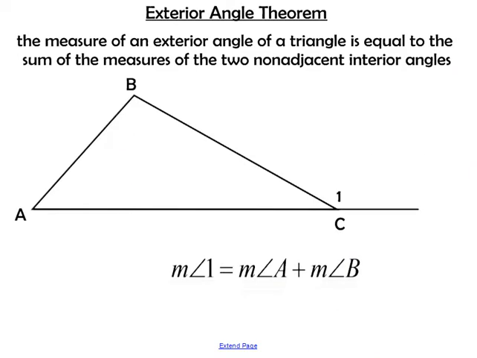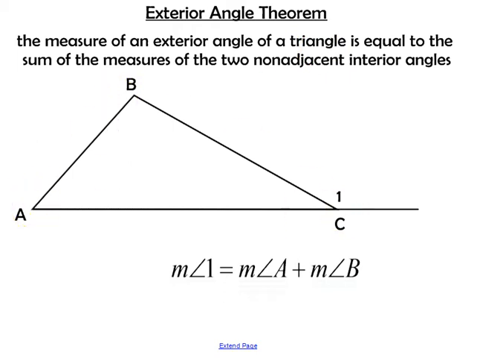Next, we want to talk about the exterior angle theorem. It states that the measure of an exterior angle of a triangle is equal to the sum of the measures of the two non-adjacent interior angles. So I know this is a lot of words up here, so let's take a look at this triangle.